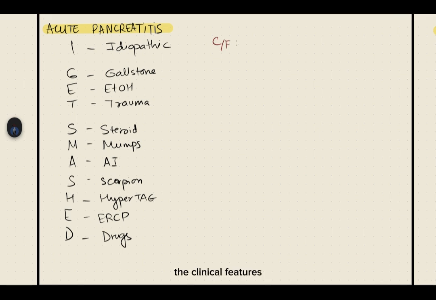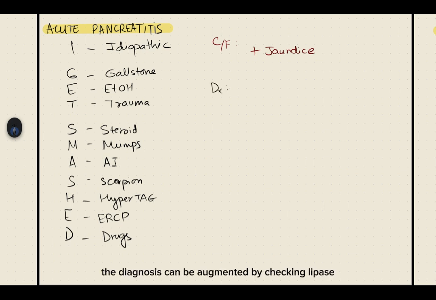The clinical features, or the classic symptoms, are severe epigastric pain that radiates to the back, nausea, vomiting, and tenderness. It can be alleviated by sitting up or bending forward. And if the patient also presents with jaundice, consider the possibility of an obstructive process, so something like a gallstone or tumor. The diagnosis can be augmented by checking lipase or amylase level.